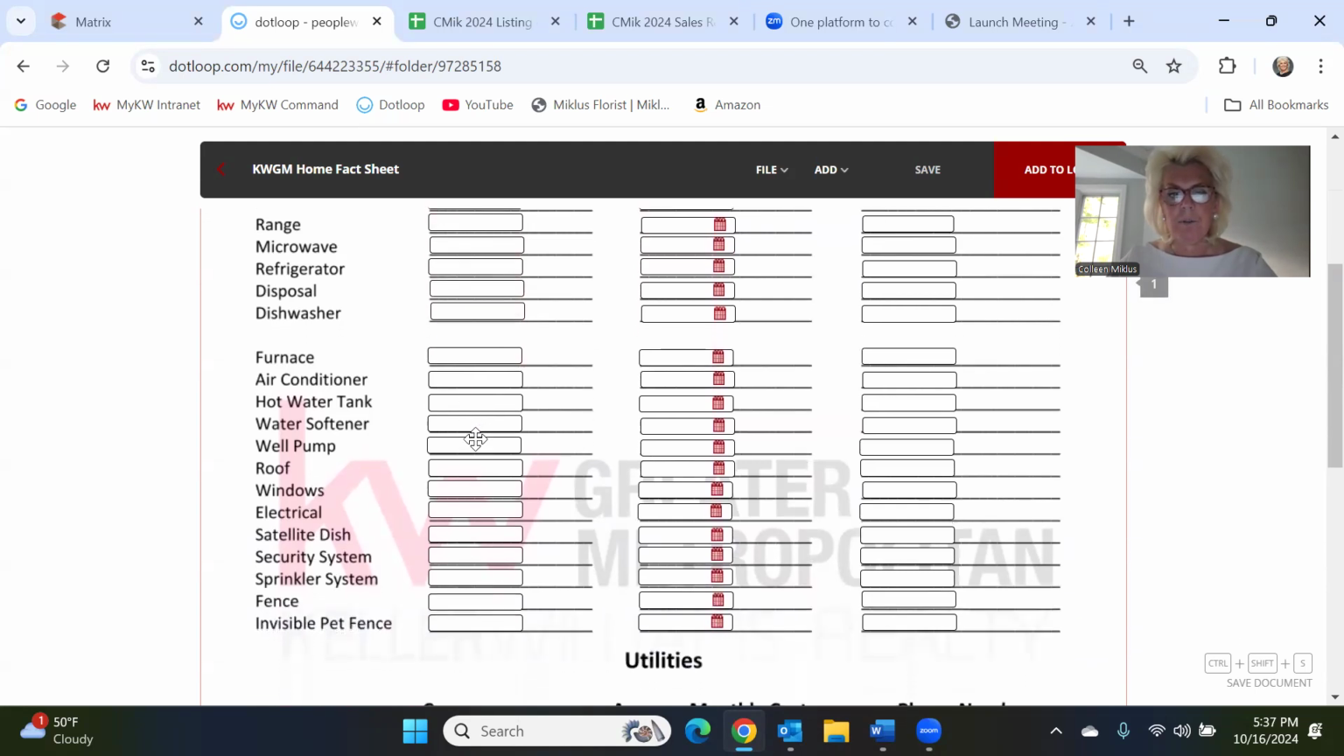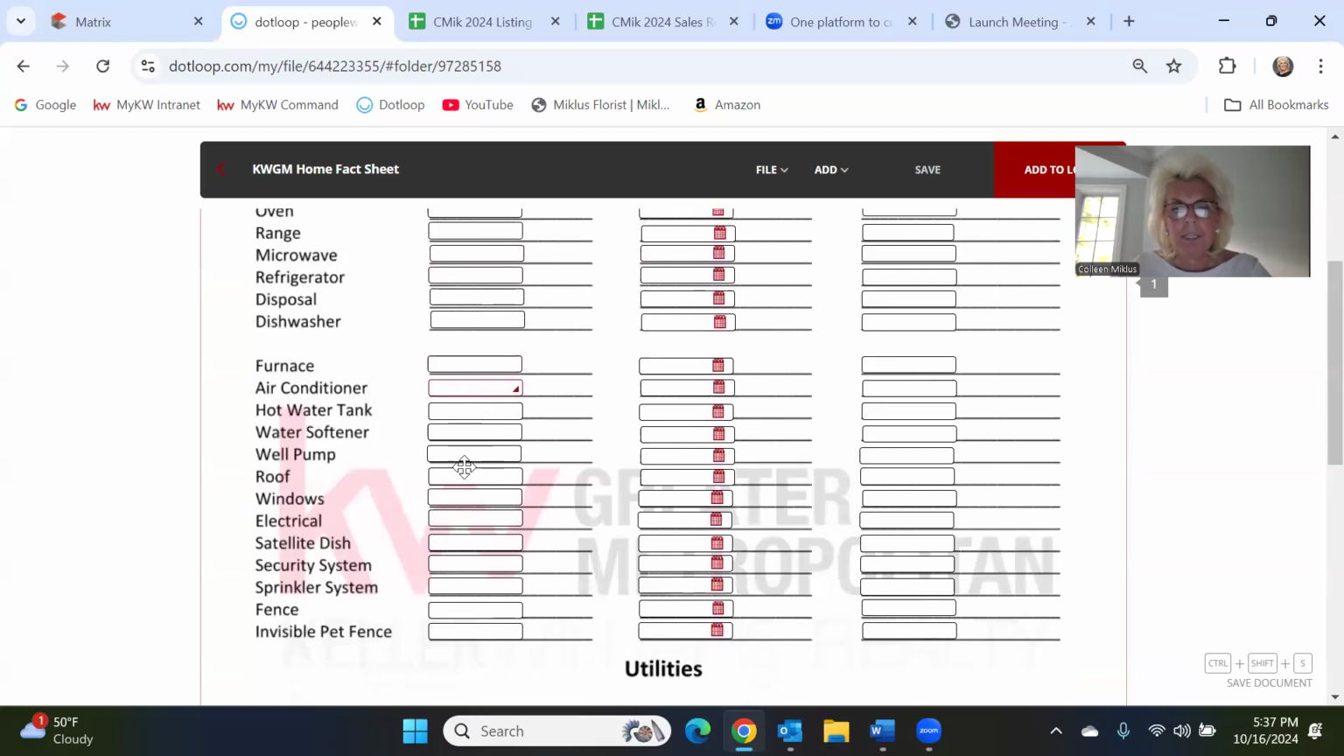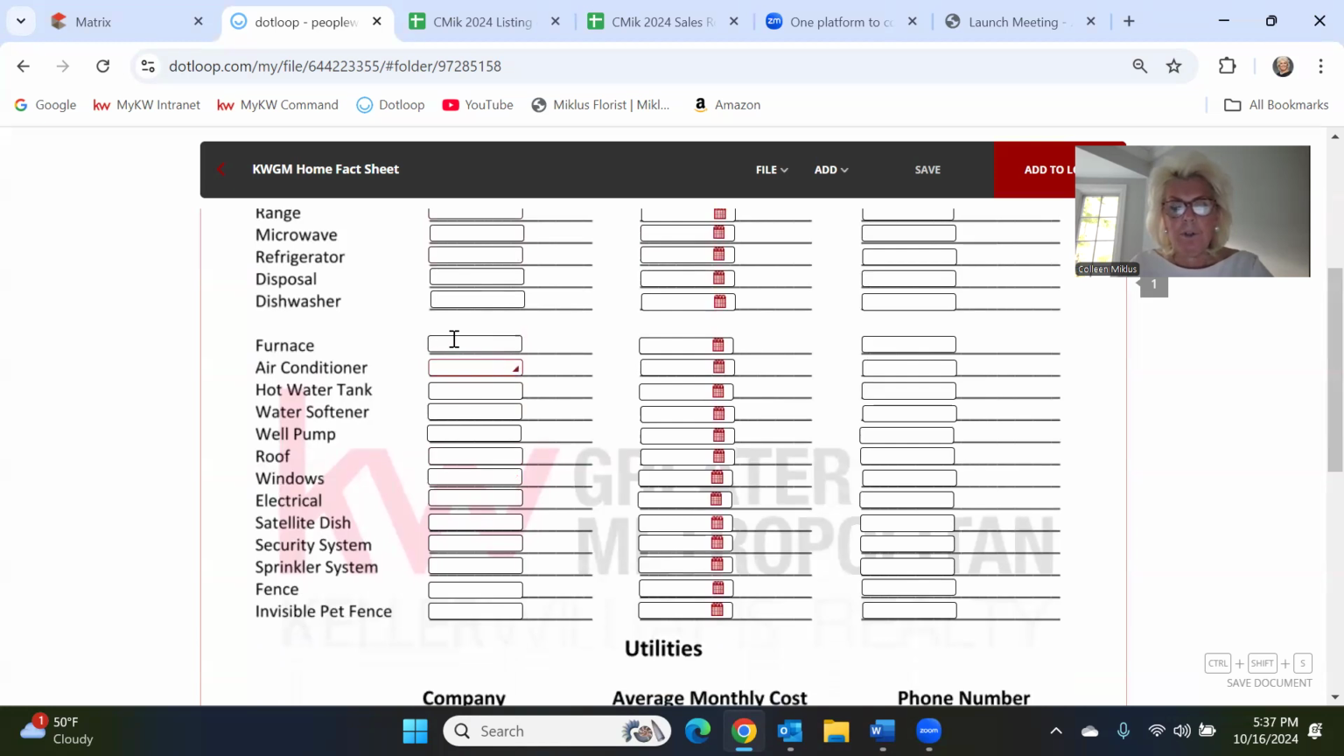And then you're going to get into all the kitchen appliances here. And then you're going to get into everything in the basement. In terms of the furnace, the AC is going to be outside, hot water tank is going to be in the basement. If they have a water softener, a well pump, if they have a well on the house and you're not on city water.